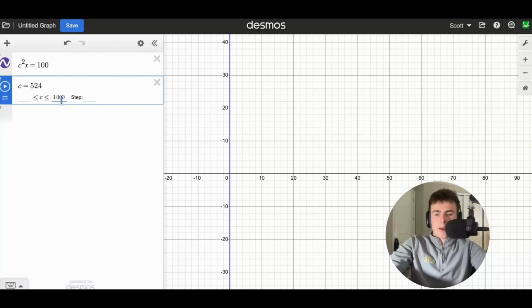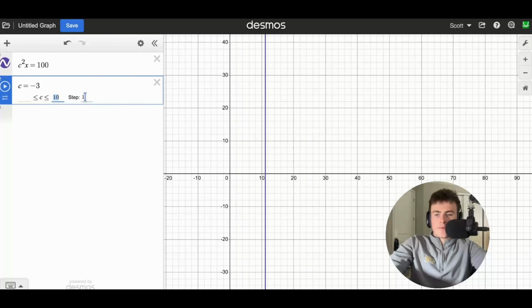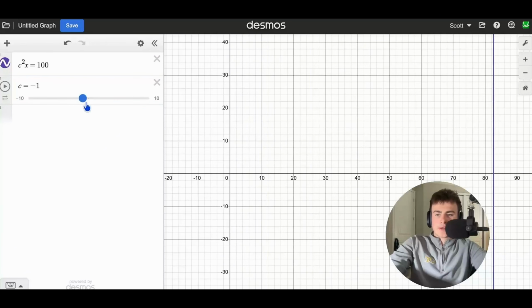You could also use the step. The step is what basically controls how much it goes up per drag. So say the step was 1. Every time you drag it, it'll just go up or down by 1. Whereas before, if you don't have a step, then it's going to use decimals.